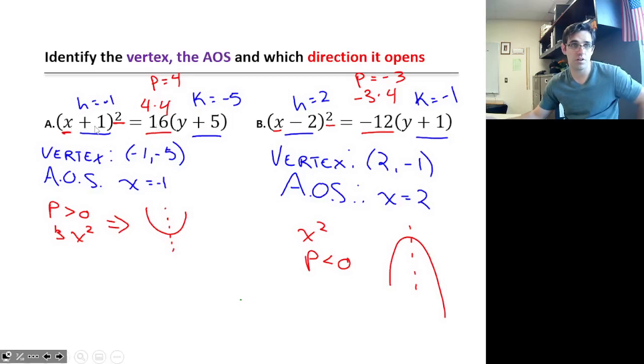So we have a x plus 1, which means the h value is negative 1. We have y plus 5, which means the k value is negative 5. So our vertex is negative 1, negative 5. We have an x squared term, which means it's going to open up or down. We have a 16 right here.